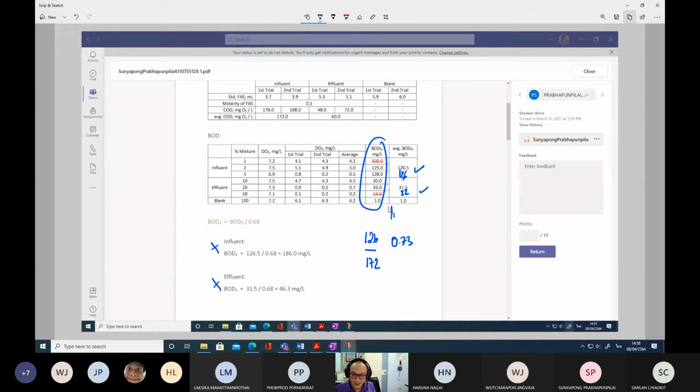0.53. Influent and effluent. This is the BOD to COD ratio. Normally BOD is smaller than the COD. What does this ratio tell you? COD gives you a sense of the entire organic matter presence in the water sample, but the BOD gives a sense of only the biodegradable portion.